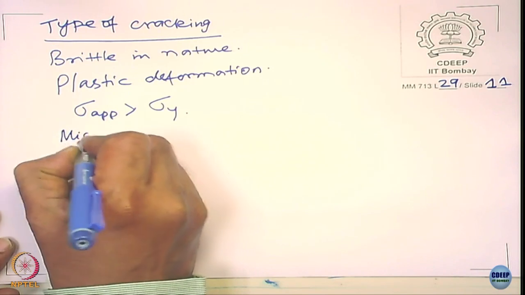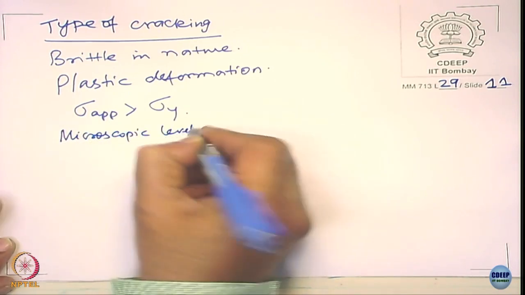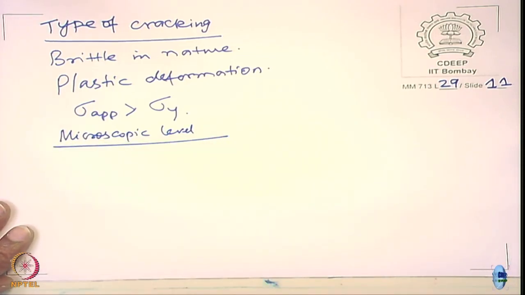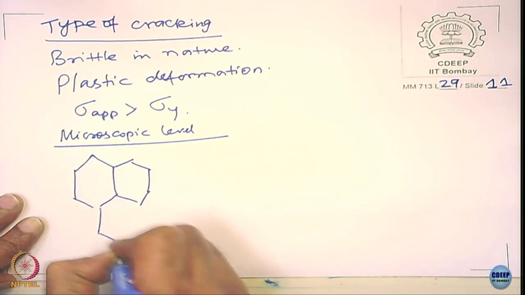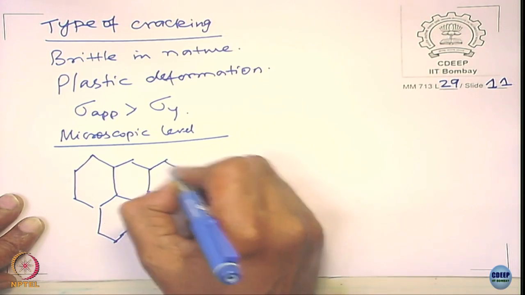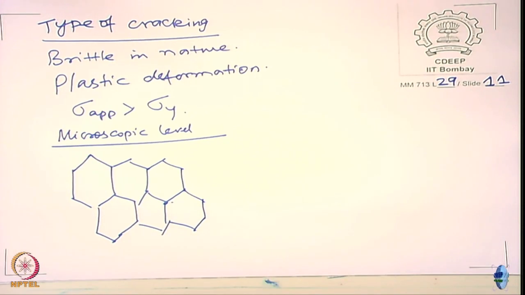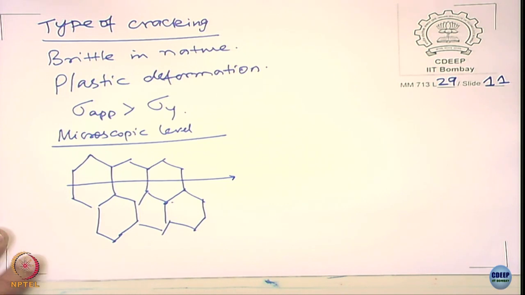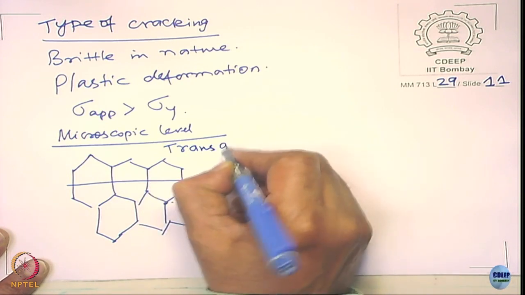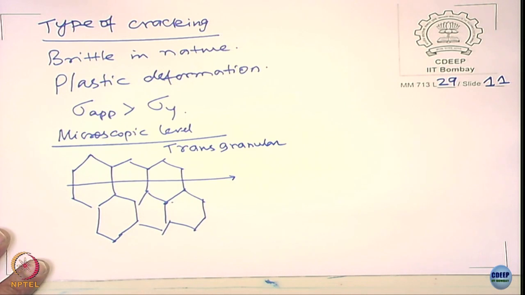Now, let us look at a microscopic level, how does the crack propagate? That was the macroscopic level. At a microscopic level, we all know we deal with polycrystalline material. Now, the crack can grow along this way, we call it a transgranular crack. In fact, most of the mechanical failures that happen in air are transgranular cracks, but they are transgranular ductile cracks.